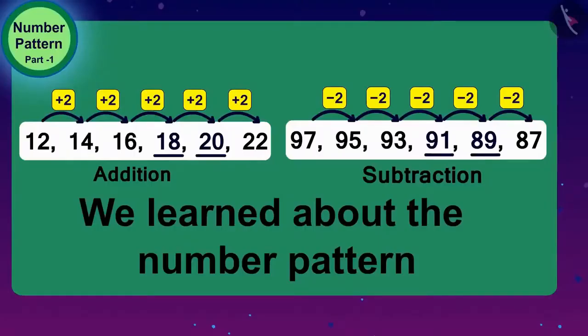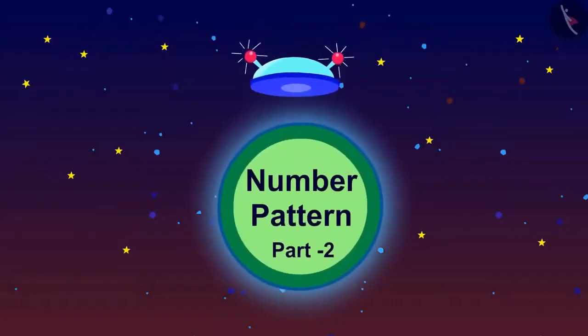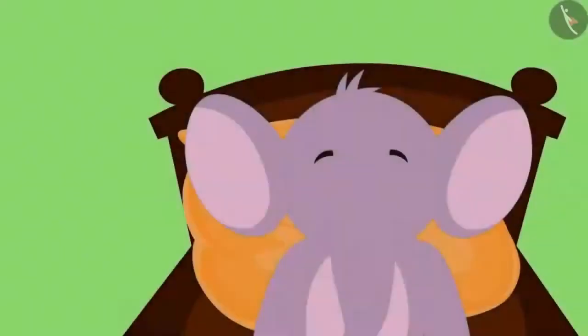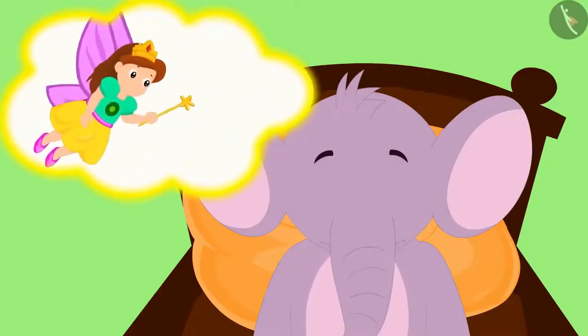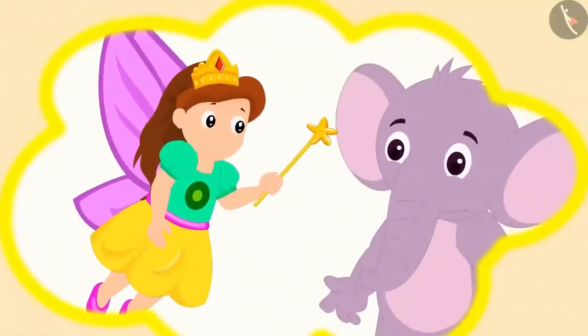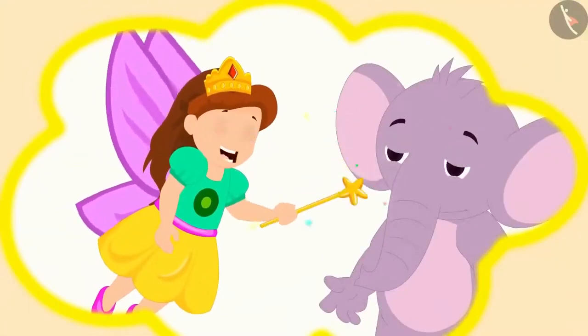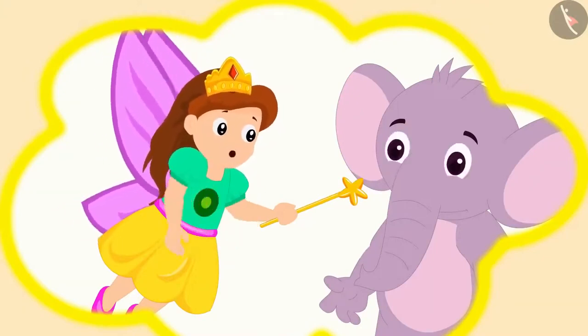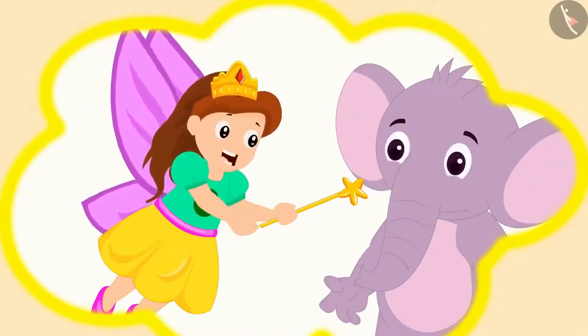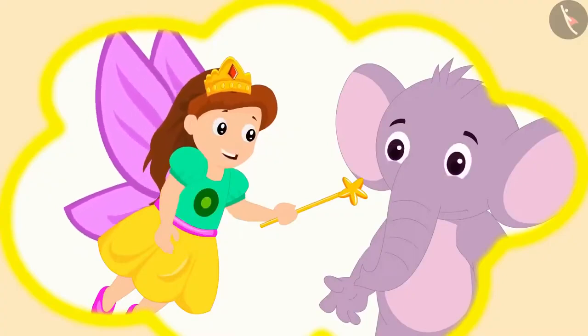In the previous video, we learned about the number pattern. In this video, we will learn about some more unique number patterns. One day, Appu was fast asleep. In his dream came an angel. The angel said to Appu, I will ask you some questions. If you answer them correctly, I will give you one special gift.